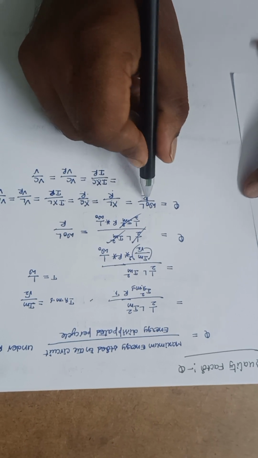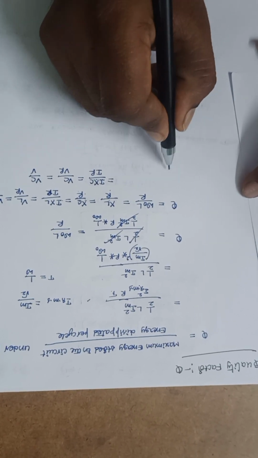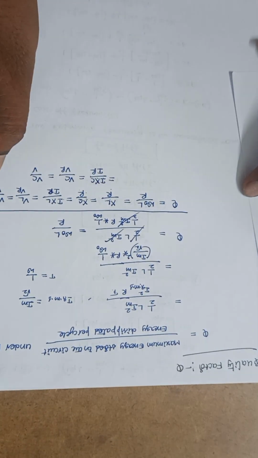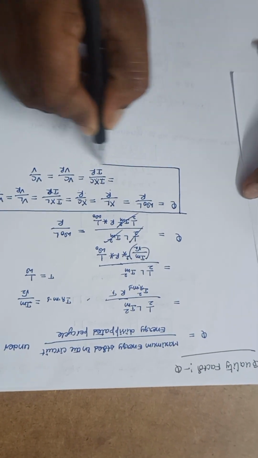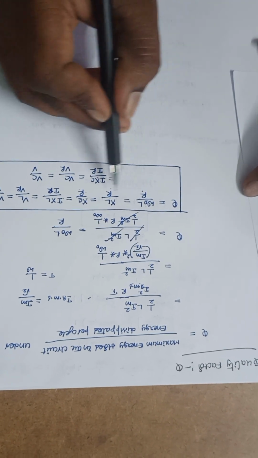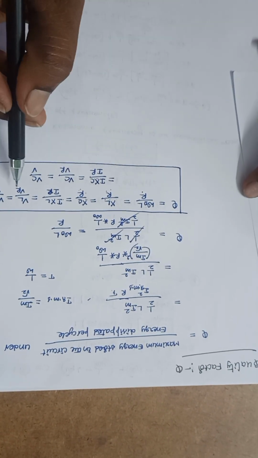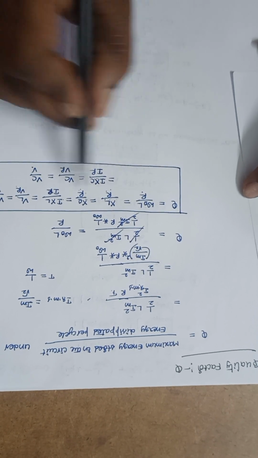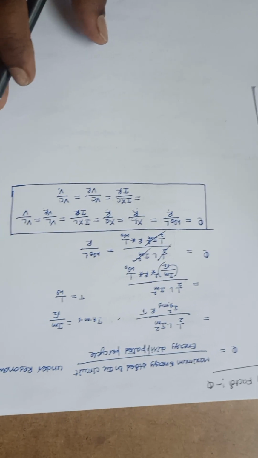Now let me write this equation once again here. So this is the quality factor, and these are all useful equations. Either way, it is omega naught L divided by R, or XL divided by R, or XC divided by R, or VL divided by V, or VC divided by V. These formulas we can use while we are solving the problems.